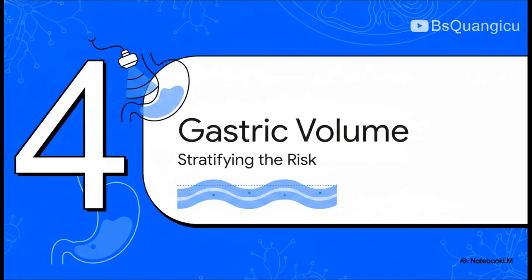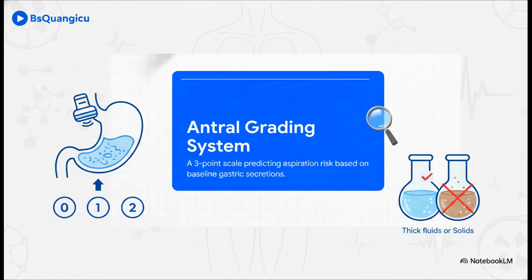Now, if there's no solid food, but you do see clear fluid, we jump into Section 4, calculating gastric volume to stratify that risk. This is where we use the PERLIS antral grading system. It's a fantastic clinical tool, but keep in mind, we only use this for patients with clear fluids, absolutely no solids or thick fluids.